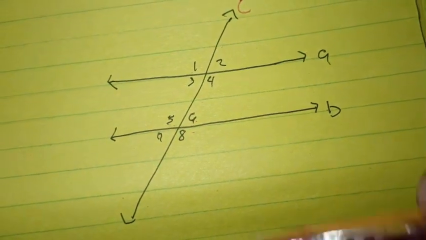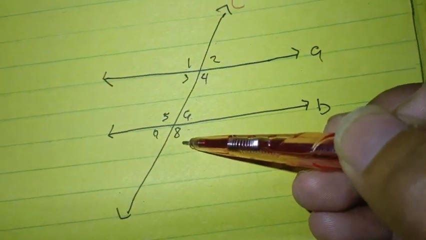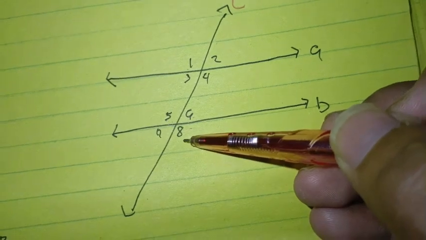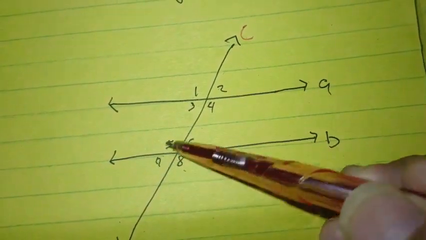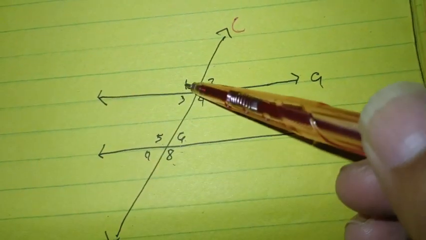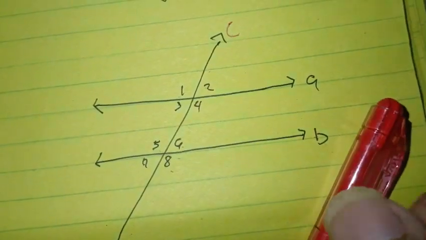Angles 1 and 8 are alternate exterior. 2 and 7 are also alternate exterior. They're alternate and they're in the exterior, they're outside.